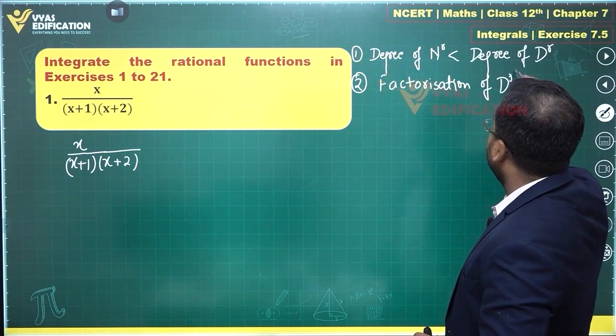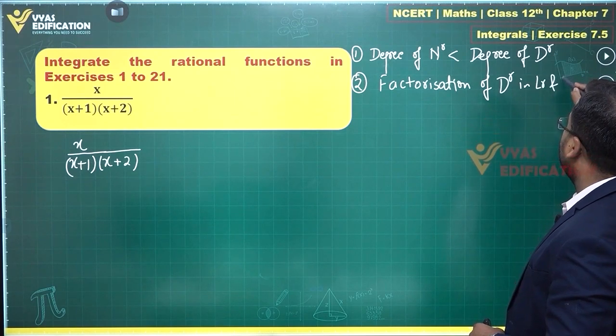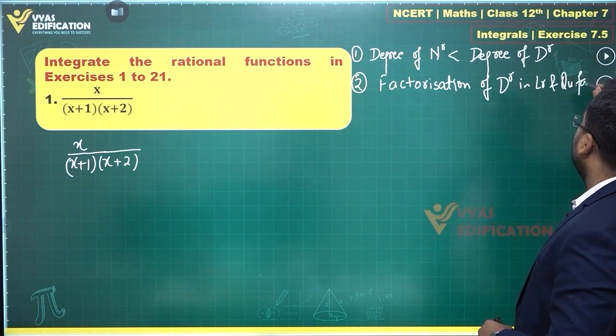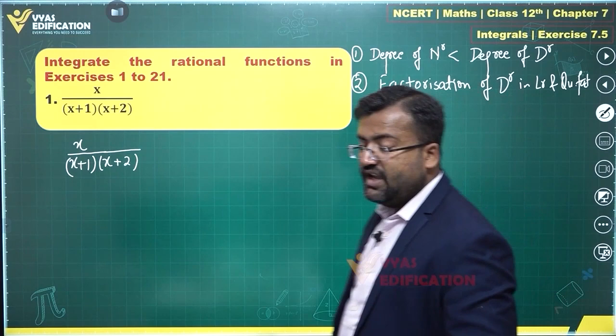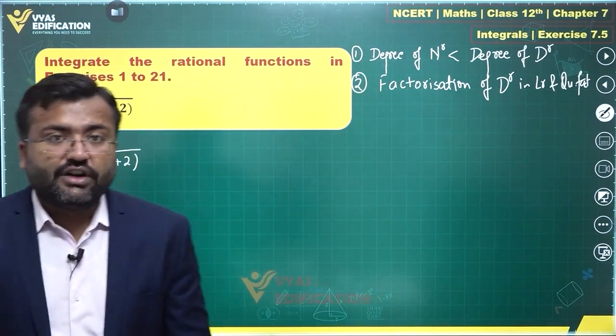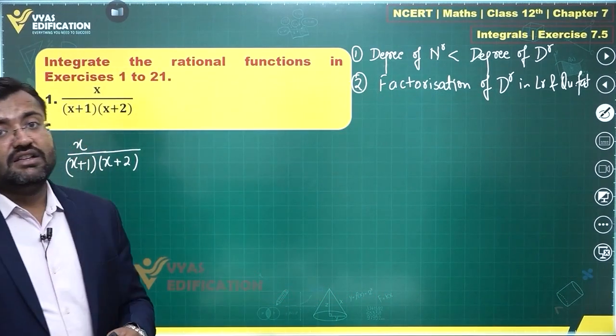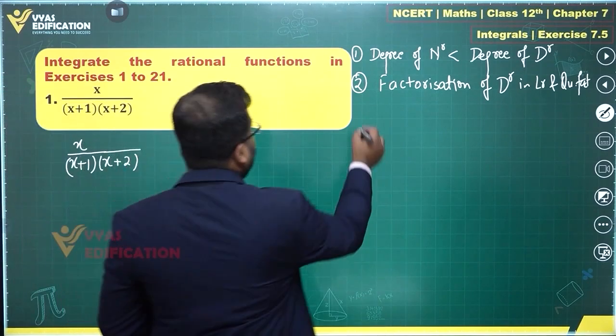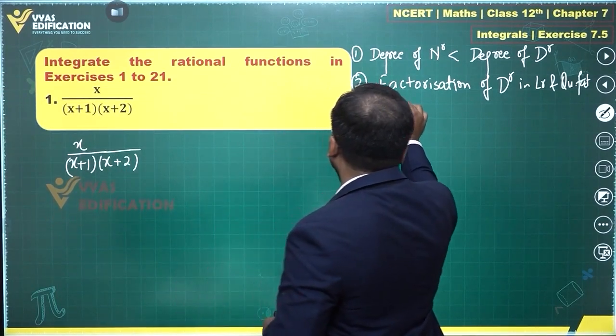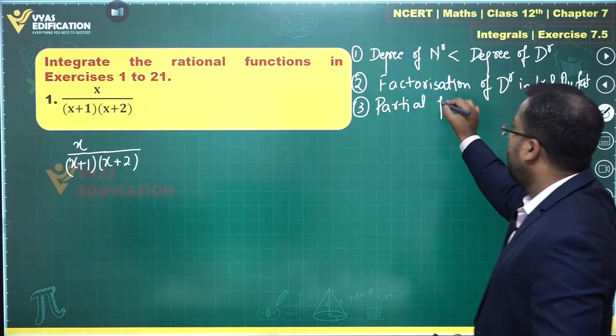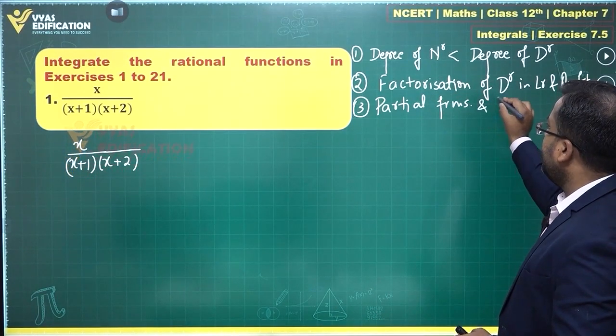of the denominator into linear and quadratic factors. This is important. The denominator has to be factorized into linear and quadratic factors. In that case, we'll be dealing with this particular method. And after that, we'll be converting into partial fractions, and then integrate.